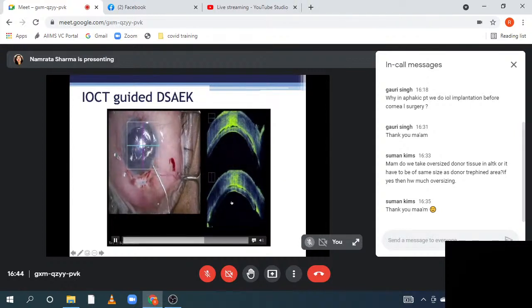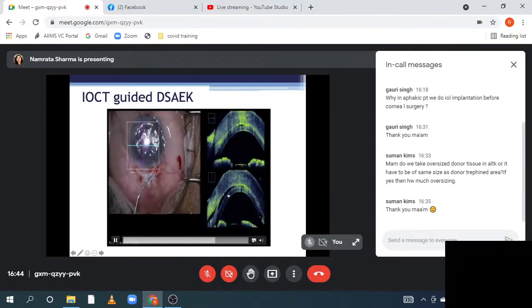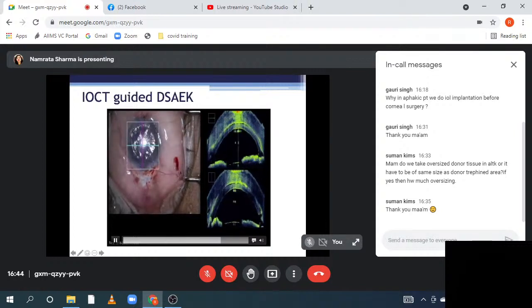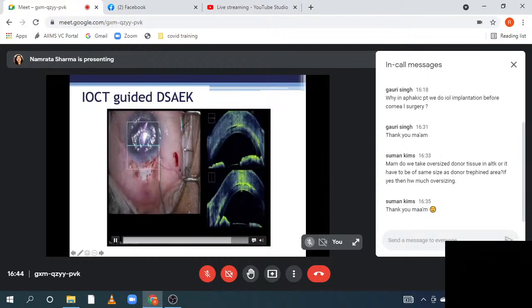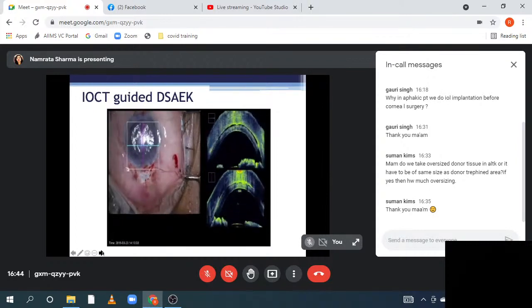And when you inject air, the graft gets stuck to the back of the cornea. And notice that there's some space there, which probably you wouldn't appreciate if you just saw through the operating microscope and not through the IOCT. So like I said earlier, it just helps you to fine-tune your surgery better and get to your titrating point better.